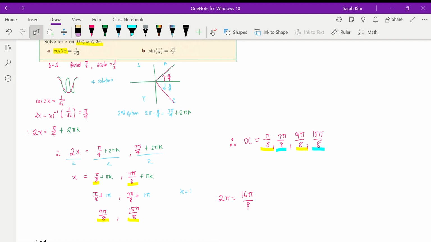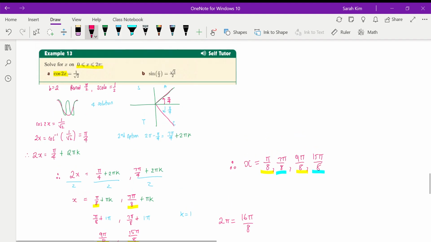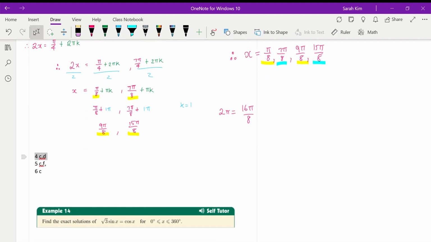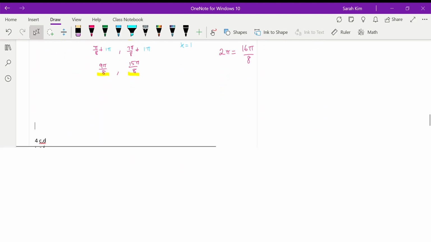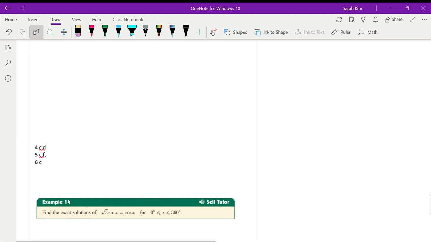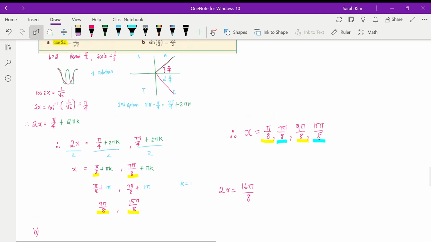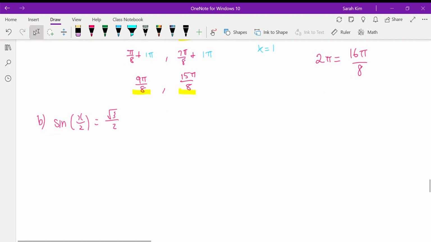I'm going to try B, and let's see if you can kind of follow along as we go. So I'm going to write it down. I'm going to need a lot of space, so I'm going to move these. Alright, surely that'll do. Okay, so my B question is sine x divided by 2 equals square root 3 over 2. So for this one, let's have a think.